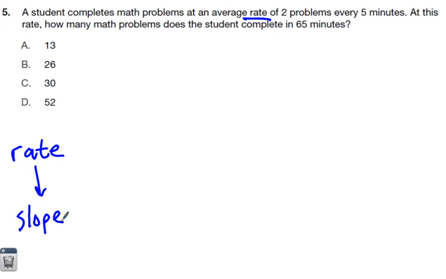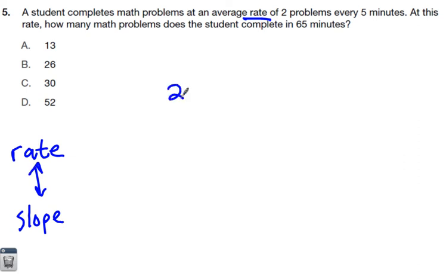So 2 problems every 5 minutes. At this rate, how many math problems does a student complete in 65 minutes? Again, there's plenty of simple ways to think your way through this, but something I'll choose to write down, especially when rate means the same as slope, okay? Again, rate and slope go hand in hand on the Keystones, those words. And slope is a fraction.